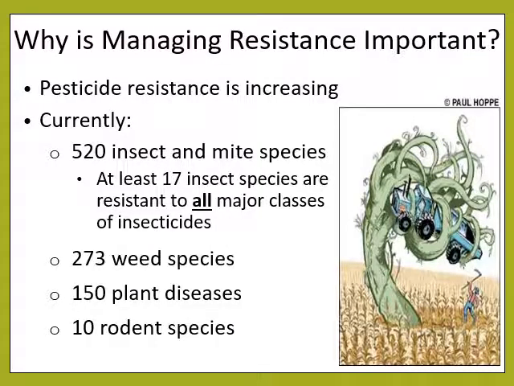So why is this important? Well, certainly pesticides are a very important tool when it comes to our overall program and options for managing pests. And pesticide resistance is increasing. You can see the hundreds of species of arthropods, weeds, plant diseases, rodents that have resistance to some type of pesticide registered to control them.